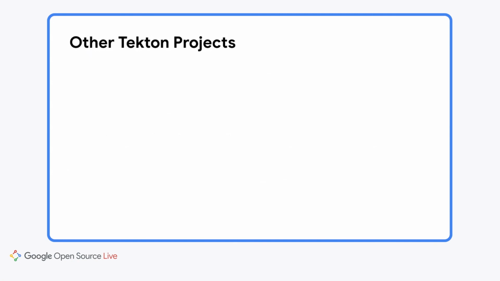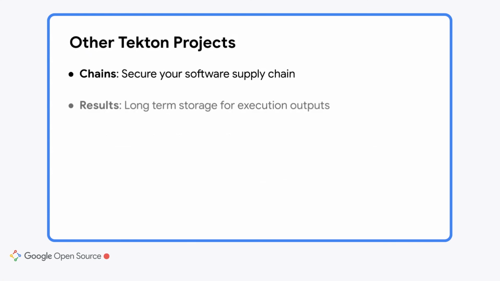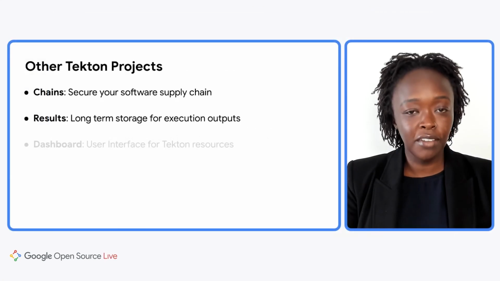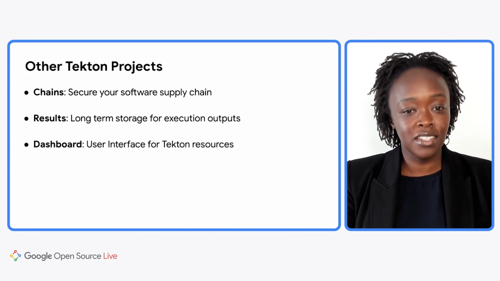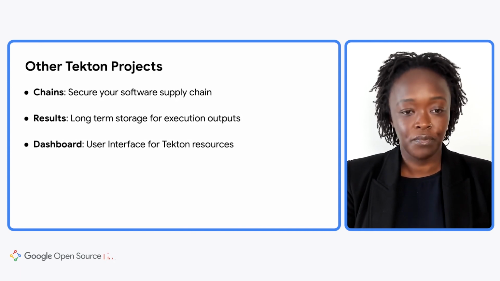Some of the other Tekton projects that you may want to look at besides Tekton pipelines and triggers include chains, which you can use to secure your software supply chain, results, which you can use for long-term storage of execution outputs. In this case, we're referencing the pipeline runs and the task runs. And have the dashboard, which is the user interface for the Tekton resources.